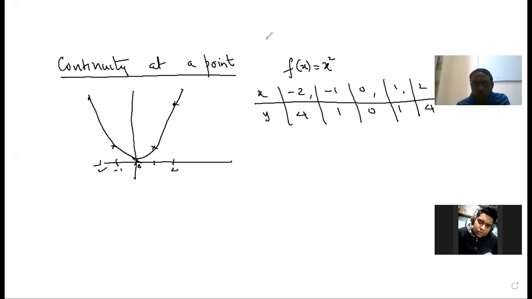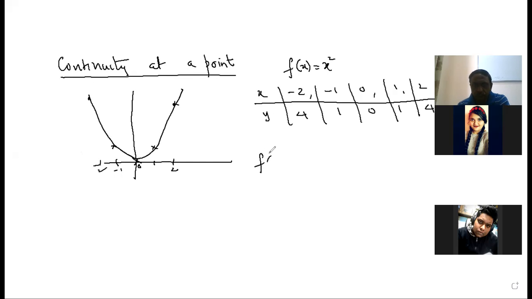Now, what I'm going to teach you is, without drawing the graph of the function, how we can test whether a function is continuous or not. Is it clear to you? Yes, sir. Suppose I give you a function like this. f of x equal to x square plus 1 for x less than or equal to 2, and equal to 2x plus 1 for x greater than 2.